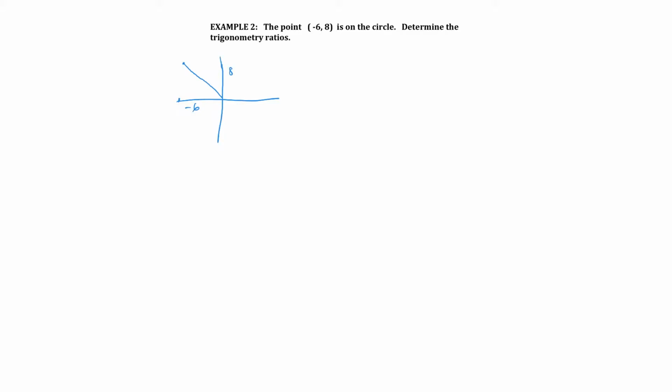And the question says to solve for the trig ratios. So trig ratios means the following. Let's set the question up. Sine theta, cos theta, tan theta, cosecant theta, secant theta, and cotangent theta. And ratios means to compare the sides. So opposite, adjacent, whatever the sides we're looking at depending on the trig ratio. So you're wondering, well, where is this triangle?